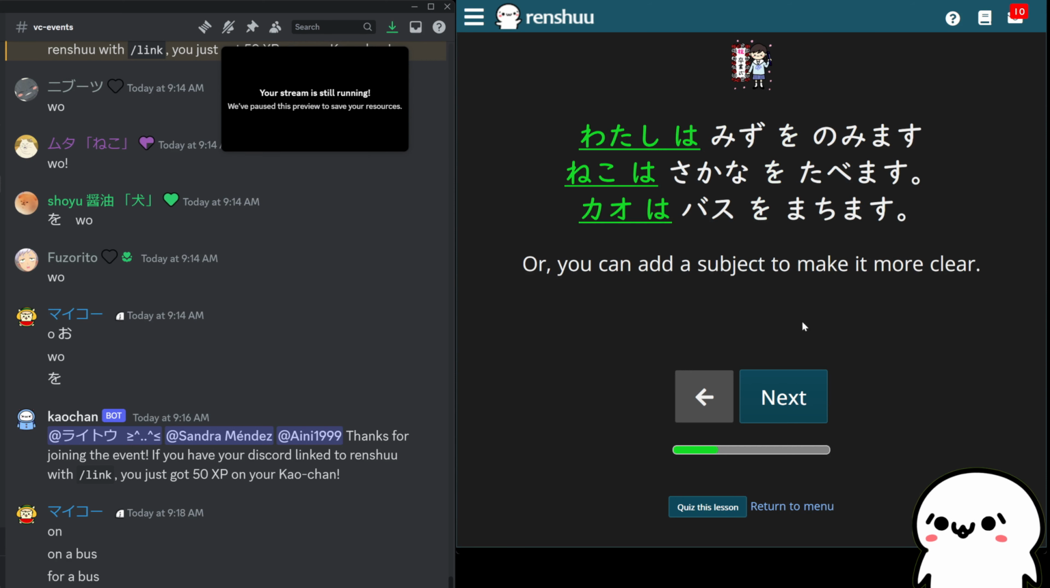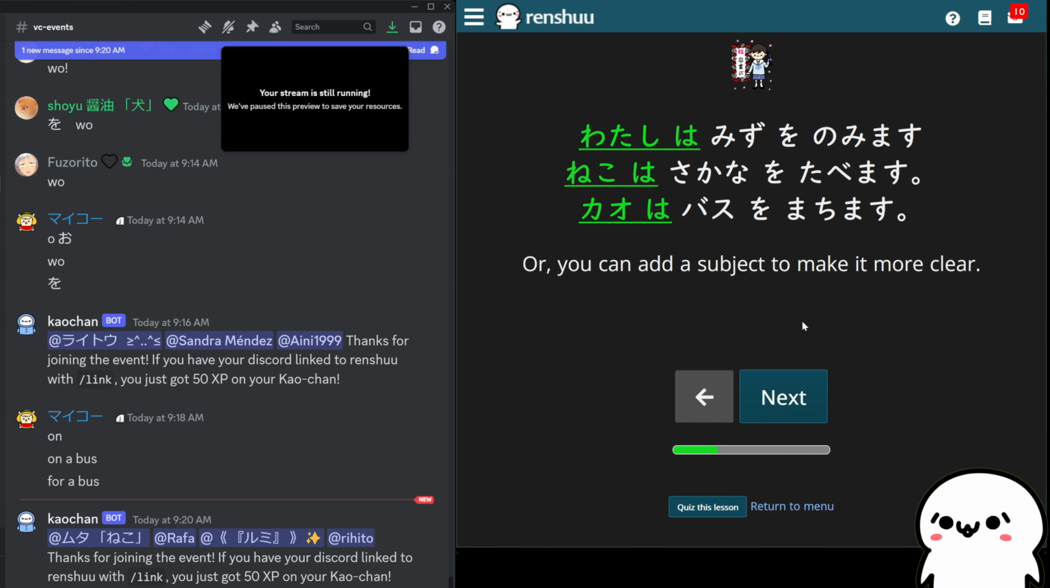And we're using the wa marker to add the subject, or technically the topic. So if you want to say, I drink water, watashi wa mizu o nomimasu. If we're talking about a lucky cat that found some fish, neko wa sakana o tabemasu. Or if we have our Renshu mascot, Kao-chan, waiting on a bus, I'm not sure why, then you would say, Kao wa basu o machimasu.